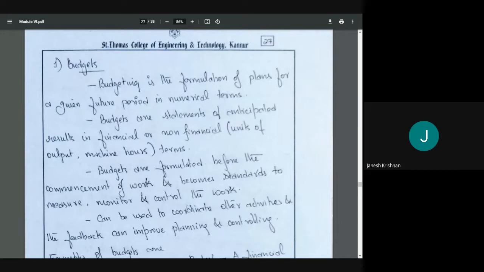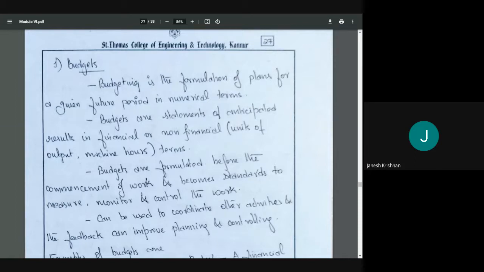Whenever we are planning for buying a new machine, we'll calculate this. Daily I'll be using this machine for so many hours. Is it worth it? Sometimes I may use it for only 1 or 2 hours, so I need not buy the machine. I can rent it out. Should I buy the machine or should I rent it? That will all depend upon the machine hours.